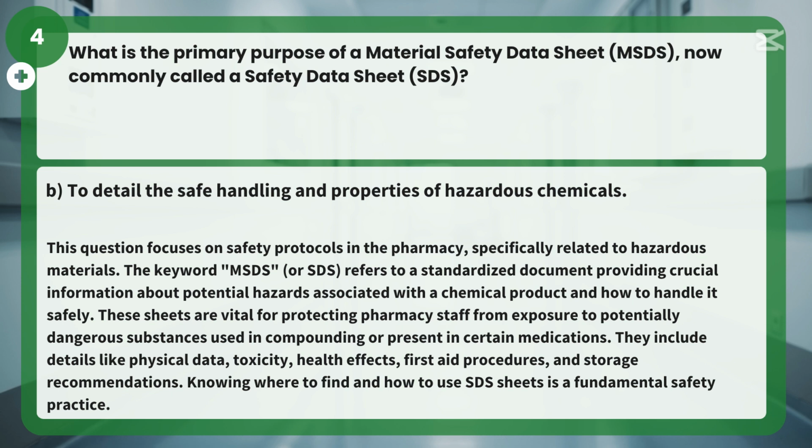These sheets are vital for protecting pharmacy staff from exposure to potentially dangerous substances used in compounding or present in certain medications. They include details like physical data, toxicity, health effects, first aid procedures, and storage recommendations. Knowing where to find and how to use SDS sheets is a fundamental safety practice.